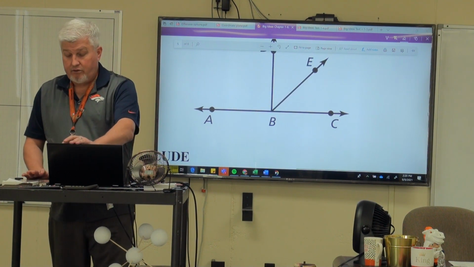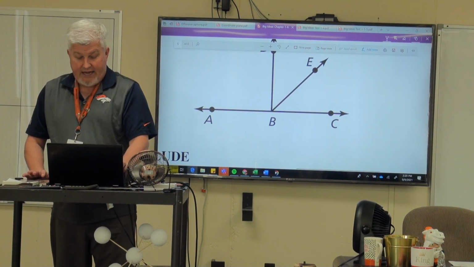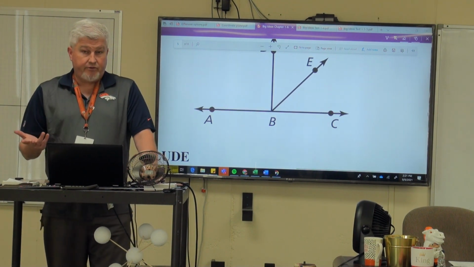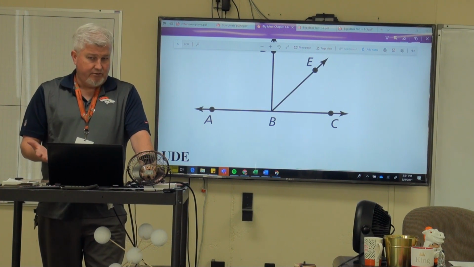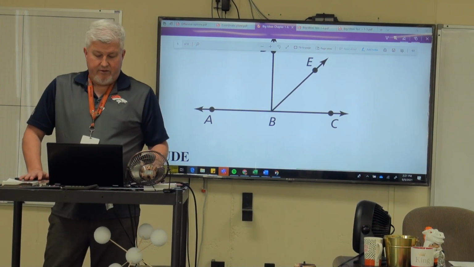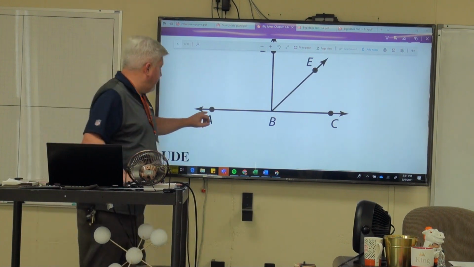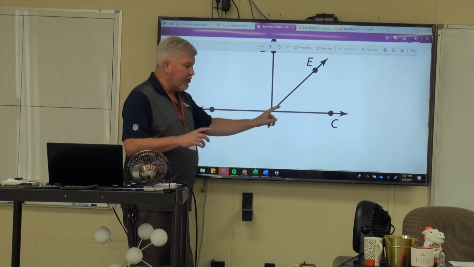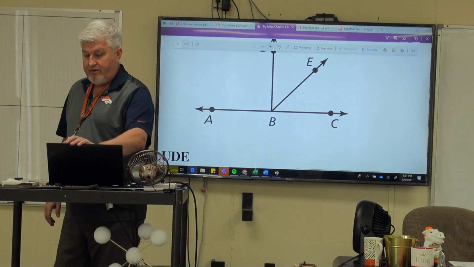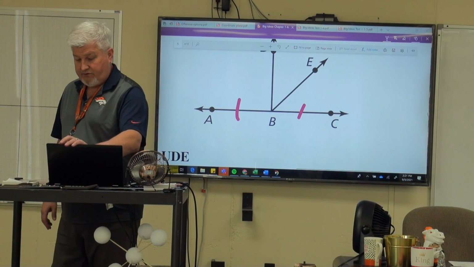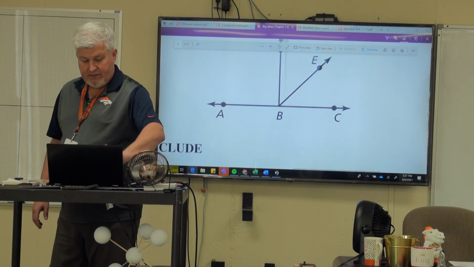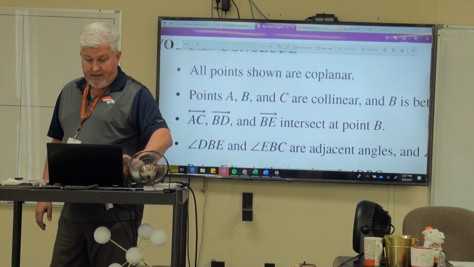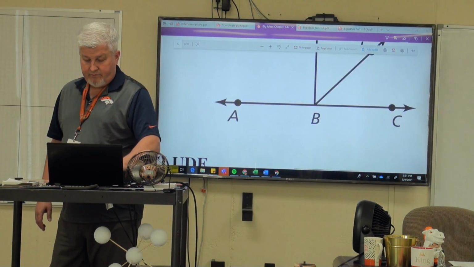You cannot conclude that AB and BC are equal. They look equal, right? The lengths look equal. These two segments, right? The length. But you can't conclude that because it doesn't have the hash marks. The hash marks or the tick marks, right? It has to have those. You can't conclude that. You also cannot conclude that DBE and EBC are equal measures.